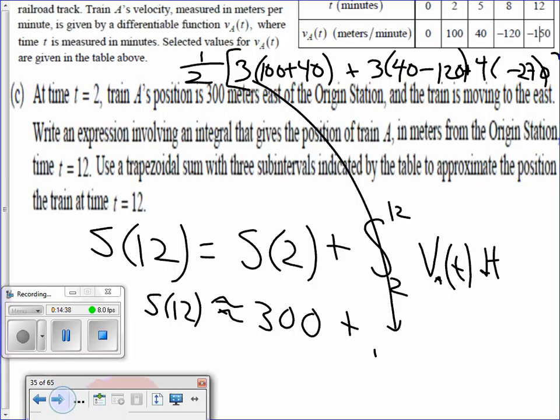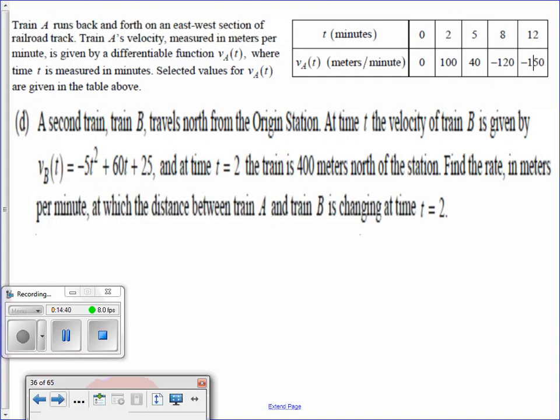Let's see. Is this D? Okay, a second train, B, travels north. They give a nice equation for B's velocity. At time 2, find the rate in meters per minute at which the distance between train A and B is changing. This is the related rates they threw in here.